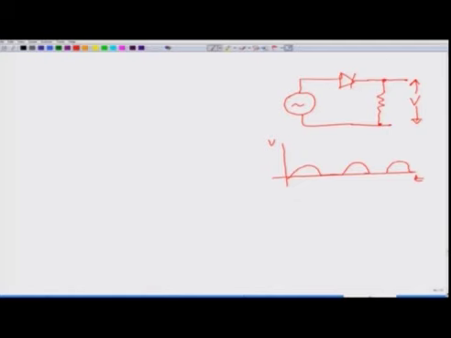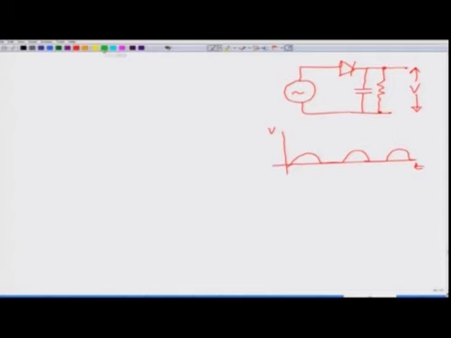Now, what happens if I put a capacitor here? Suppose I put a capacitor here, what will happen? Let us say this is point A and this is point B. Now, this picture will change. So, let me remove this picture because of this capacitor.